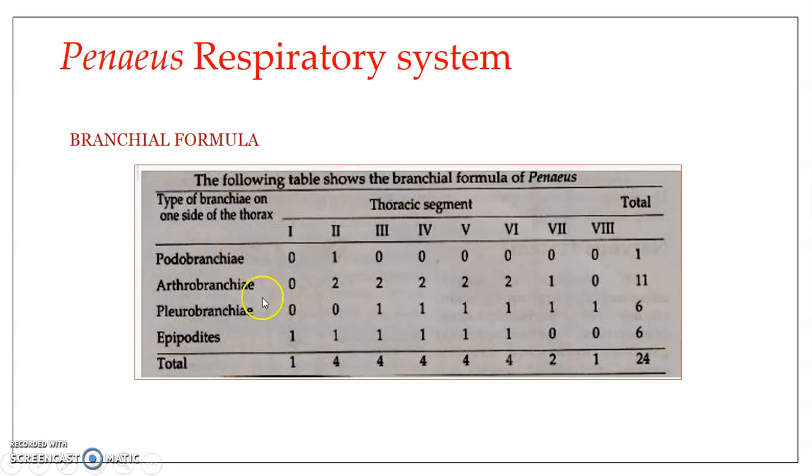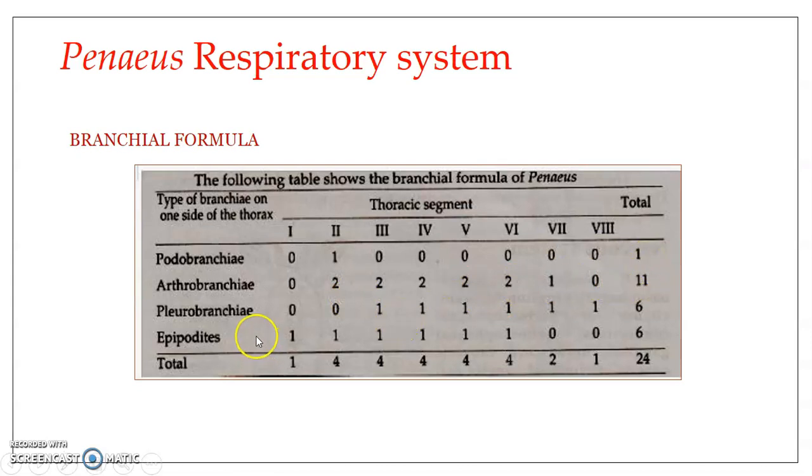Fine. Then there are a total of 11 pairs of arthrobranch type of gills, and these arthrobranchs are found attached to, you can see here, the second and third maxillipeds and the first 4 walking legs. The second and third maxillipeds plus the first 3 walking legs have 2 pairs each, while the fourth pair of walking legs has only a single one. So altogether they have 11 pairs of arthrobranchs.